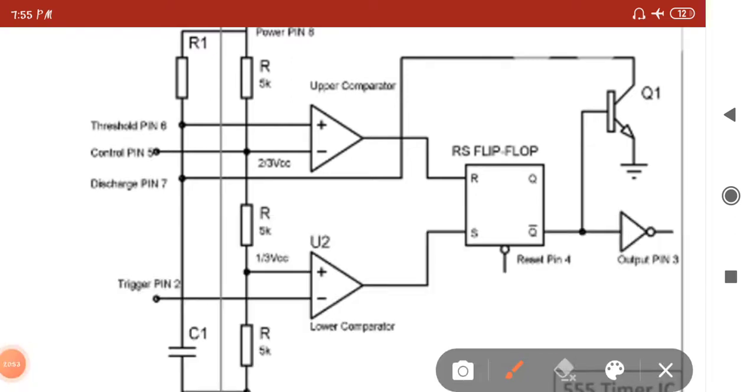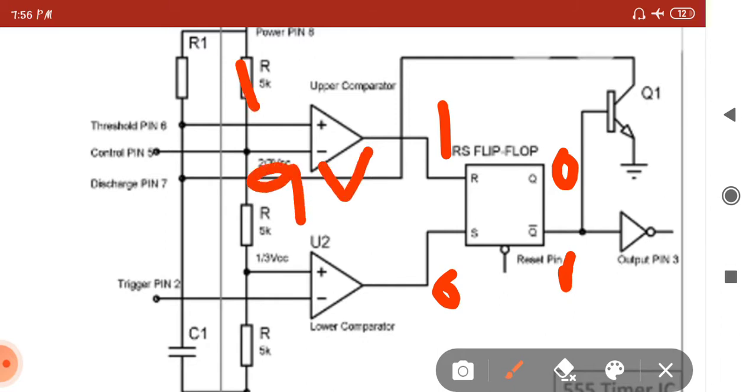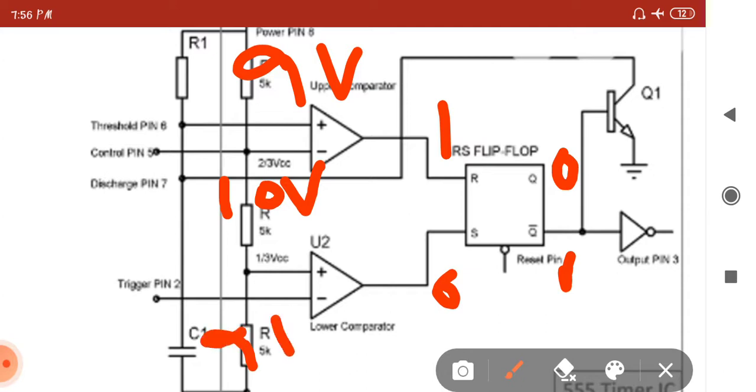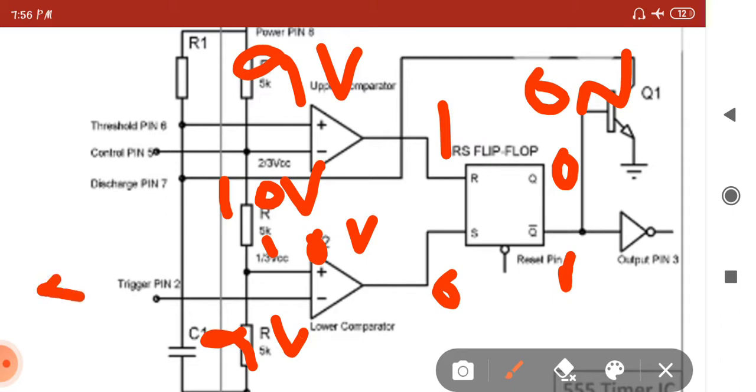If the Q bar is on, obviously it is 0. If it is 0, then S is 0 and R is 1. Here 9 volt, here 10 volt; here 10 volt, here 9 volt; here 9 volt, here 10 volt. Right? The transistor is in the on state, and at that time the trigger pulse is in the discharging. It is in the off state.